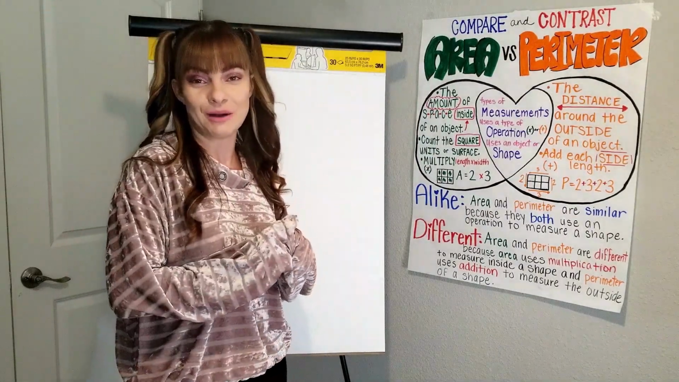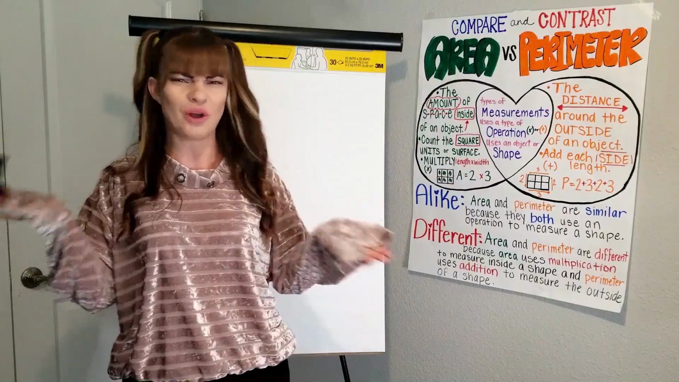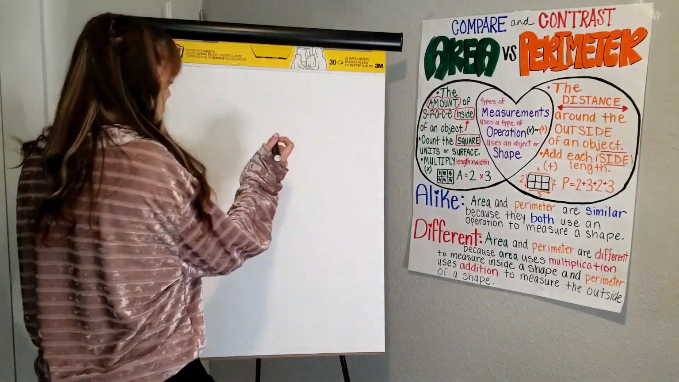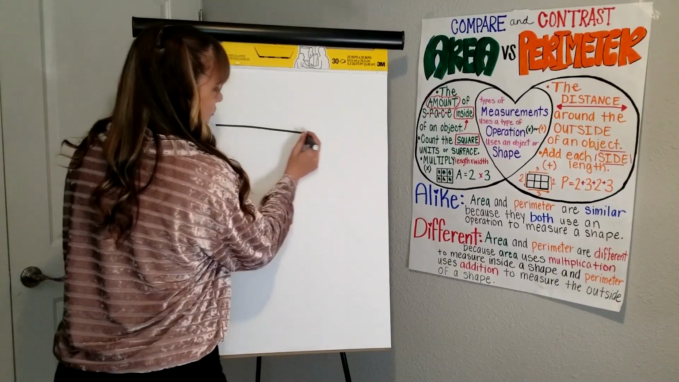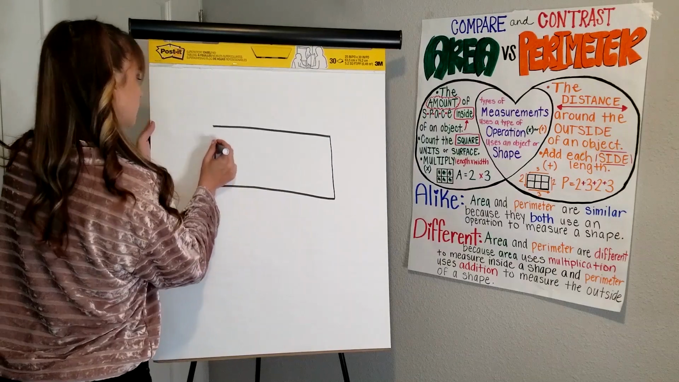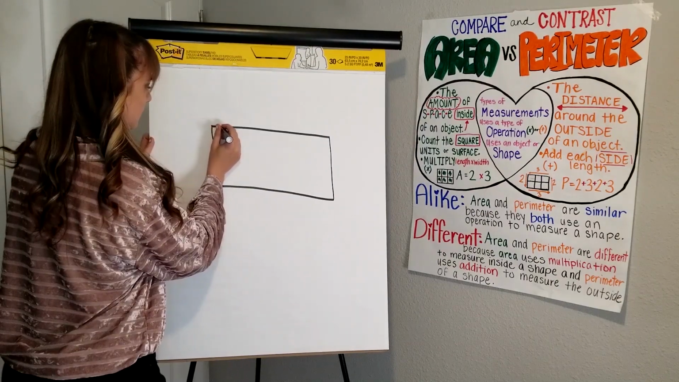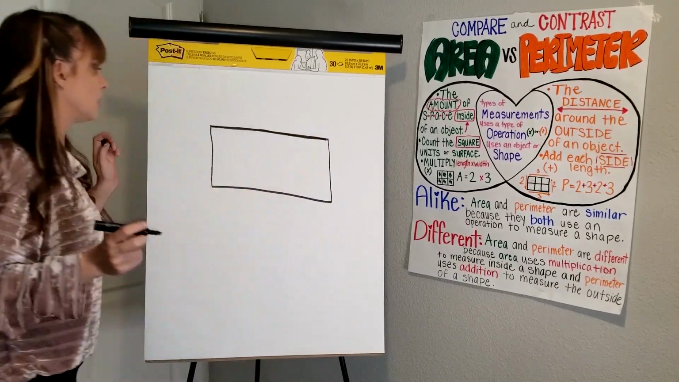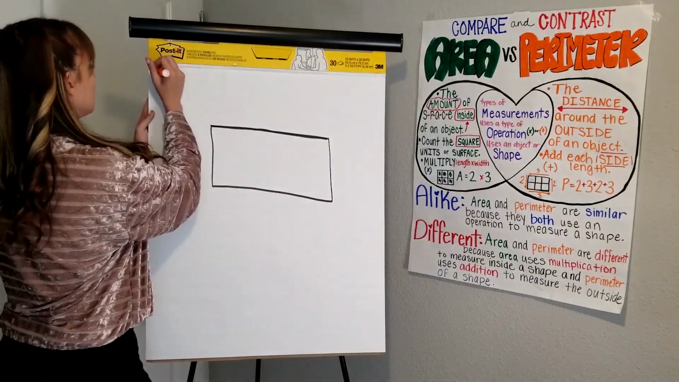We're going to be talking about area and perimeter and what the difference is. So, you ready? Let's begin. We're going to use a basic rectangle to explain the basic difference between area and perimeter. Okay, let's start with perimeter.